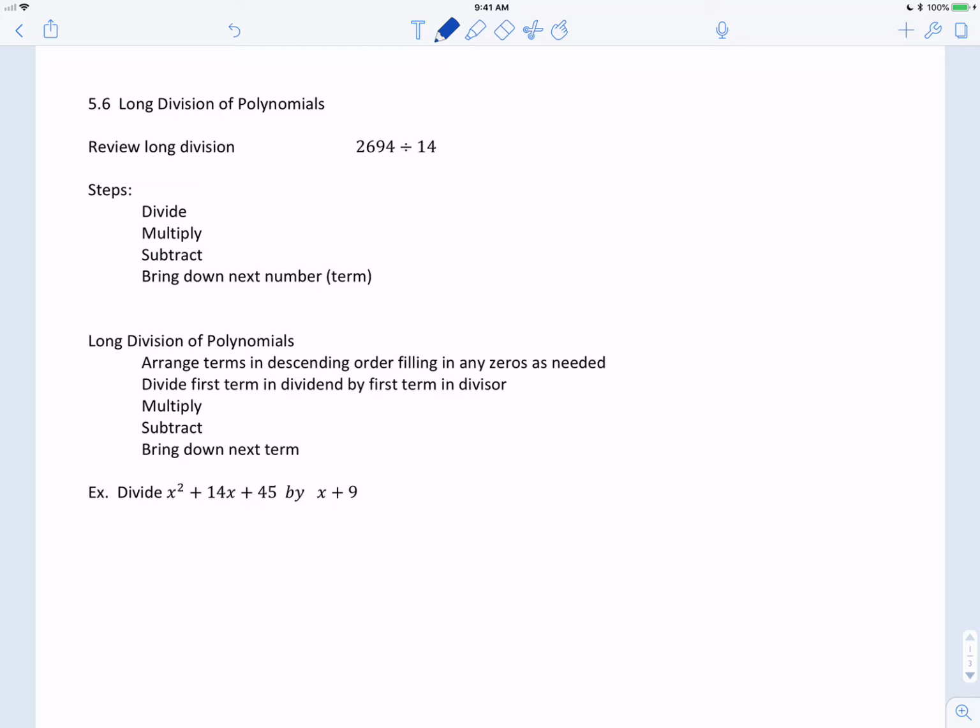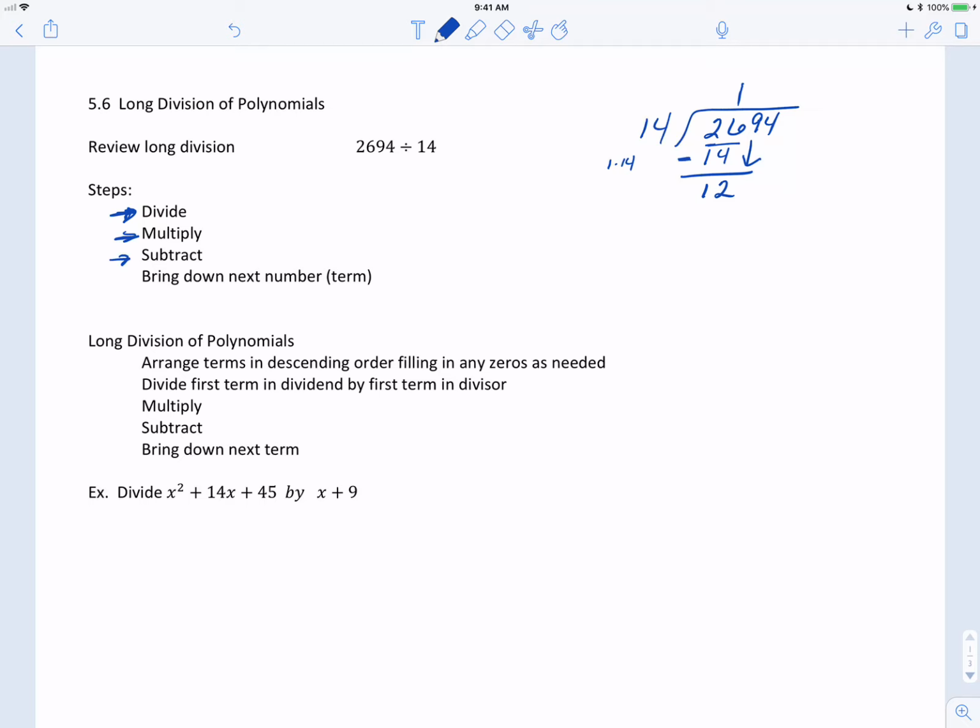So remember, if you've got a number like 2,694 and we're dividing it by 14, we put the first number in the box and then we're dividing by 14. And we say 14 won't go into 2, so we go to the next number. So 14 into 26. So that's division. Well, it will only go in there one time. So then we multiply. So here are our steps. We multiply 1 times 14, right? And we put that there. Then we do the subtraction. We see what's left. So 26 minus the 14 is 12.